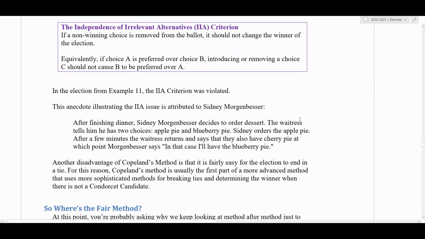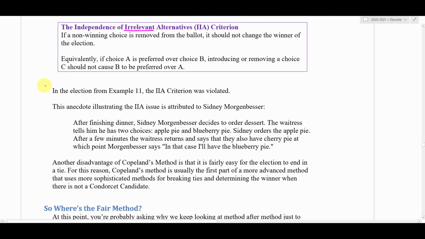Okay, so this actually leads us to our fourth fairness criterion, and it's called the independence of irrelevant alternatives criterion. Remember that word irrelevant. Simply put, it means that if there is a non-winning choice that's removed from the ballot, it should not have an impact on the winner of the election. That's the easy way to remember it: if there is somebody who is a loser in an election and you remove them from the ballot, it should have no impact on who the winner is.